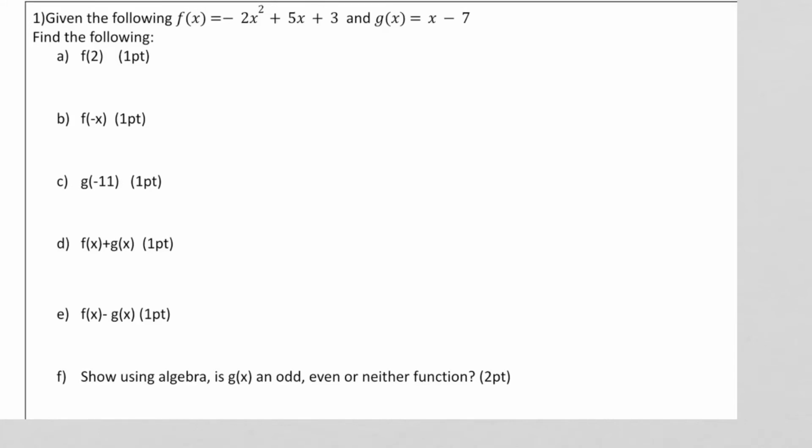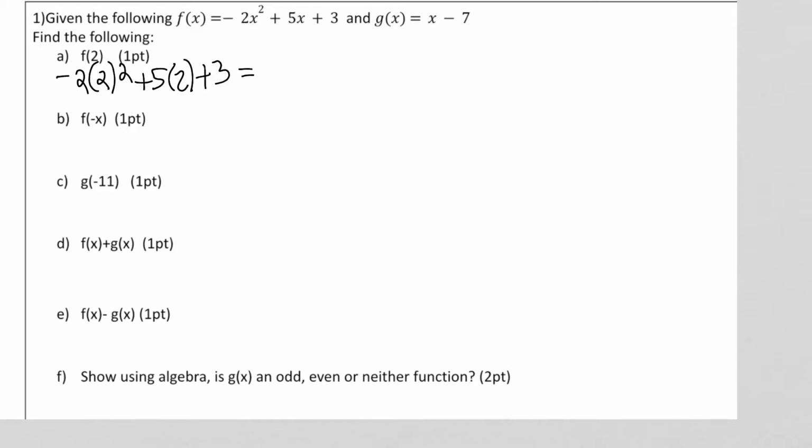Okay, here's the chapter 1 study guide, just to help you out, a video for each of the problems here. For number 1, you'll be given a question with 2 different functions and evaluating different things. First thing they want us to do is f of 2. So we want to plug in 2 into the f function. Just be careful when you plug it in and work things out.